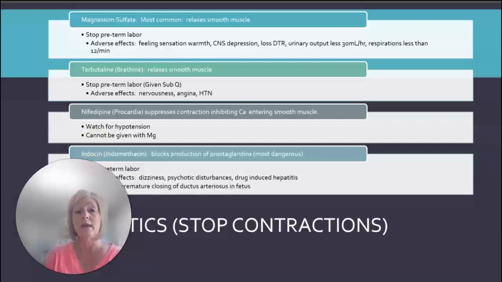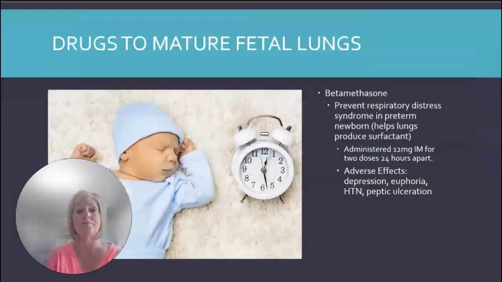Indocin is the other thing that we can give. The only thing is, Indocin would be our last resort to stop labor. We don't really use it a lot. It's probably the most dangerous because it blocks the production of prostaglandins, and it does stop labor. But the problem with this one is it can cause premature closing of the ductus arteriosus inside the fetus. And if that closes, the fetus can't breathe and doesn't get oxygen, so the fetus would demise. So we don't like to use that one unless we absolutely have to.